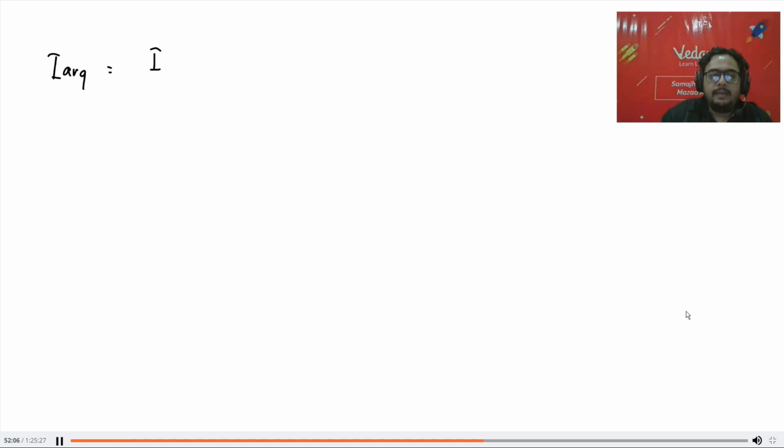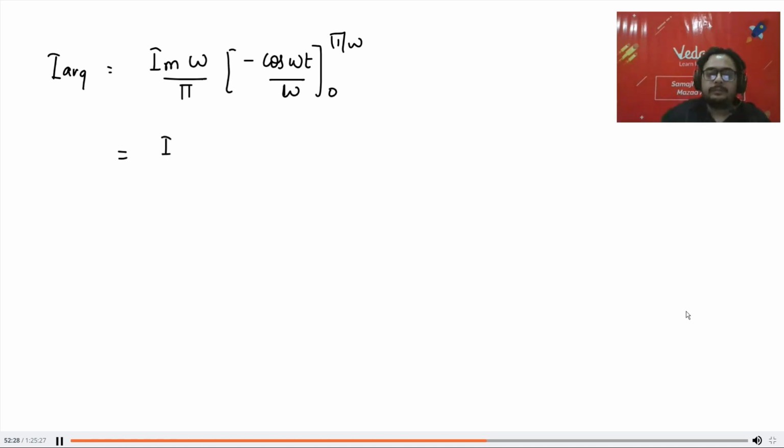Okay, so what we got: I average is Im omega by pi into minus cos omega t by pi by omega from 0 to pi by omega. Take omega out, it will get cancelled out, so Im by pi. Take the minus sign also out, so cos omega, put the value of t, pi by omega, minus cos omega, put the value of t, 0.